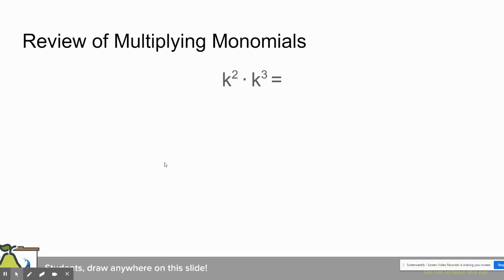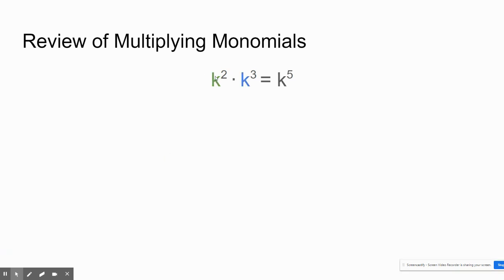We have k to the second, k squared, times k to the third, which is k cubed. We end up with k to the second times k to the third equals k to the fifth. And to see that written out, k to the second would be 2 k's. That's k to the 1 times k to the 1 is k to the 2. And again, k to the 1 times k to the 1 times k to the 1.